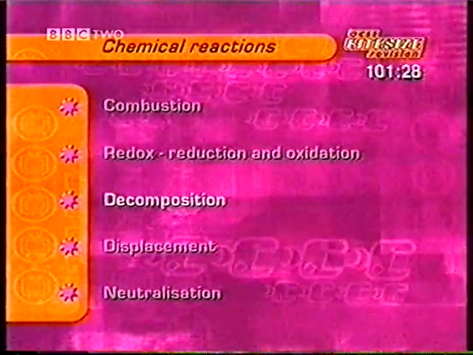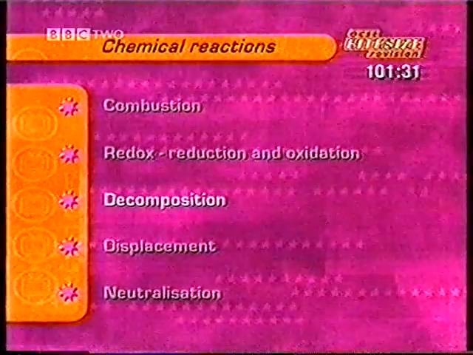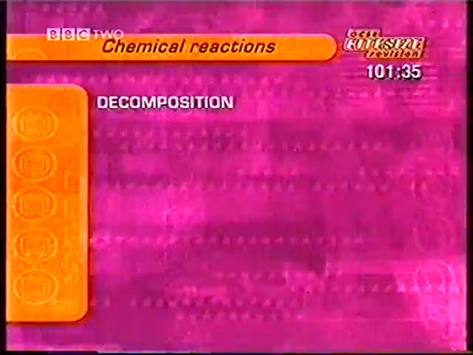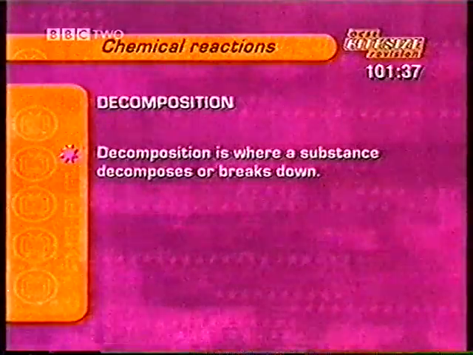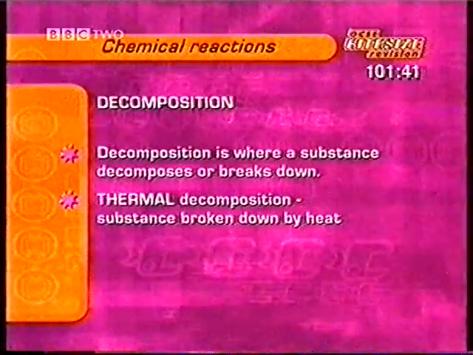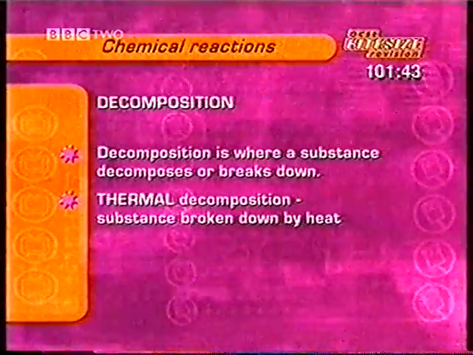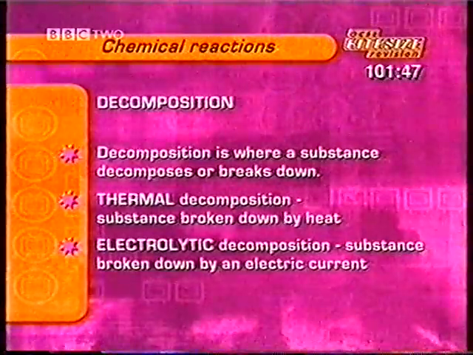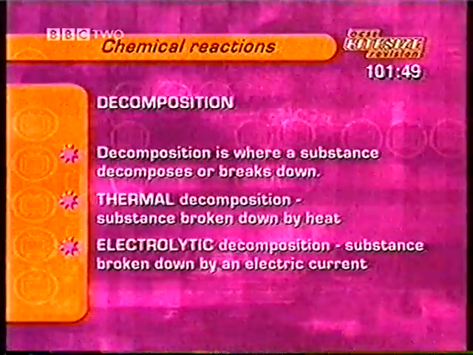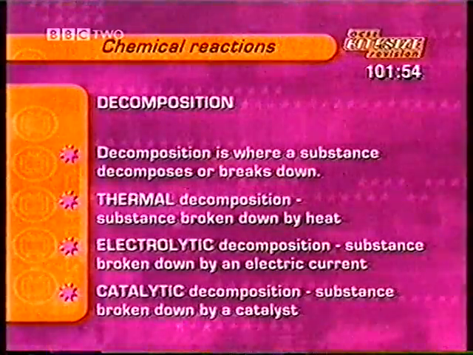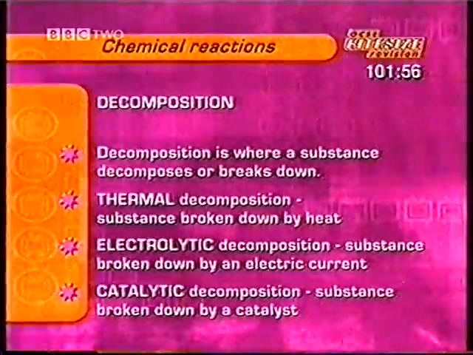The next chemical reaction to look at is decomposition. Decomposition is where a substance decomposes or breaks down. There are three types of decomposition. In thermal decomposition, a substance is broken down by heat. In electrolytic decomposition, a substance is broken down by an electric current. In catalytic decomposition, a substance is broken down by a catalyst.